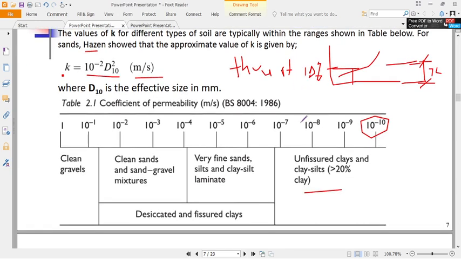That's why it's important. Another thing is to solve problems involving piping and seepage of water into excavations. So when you excavate through a material and you find that the water table was near, is that okay?